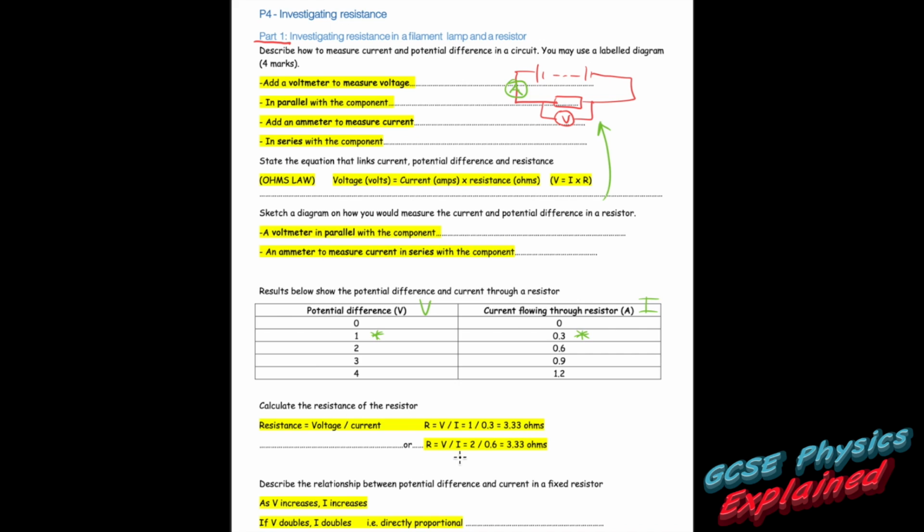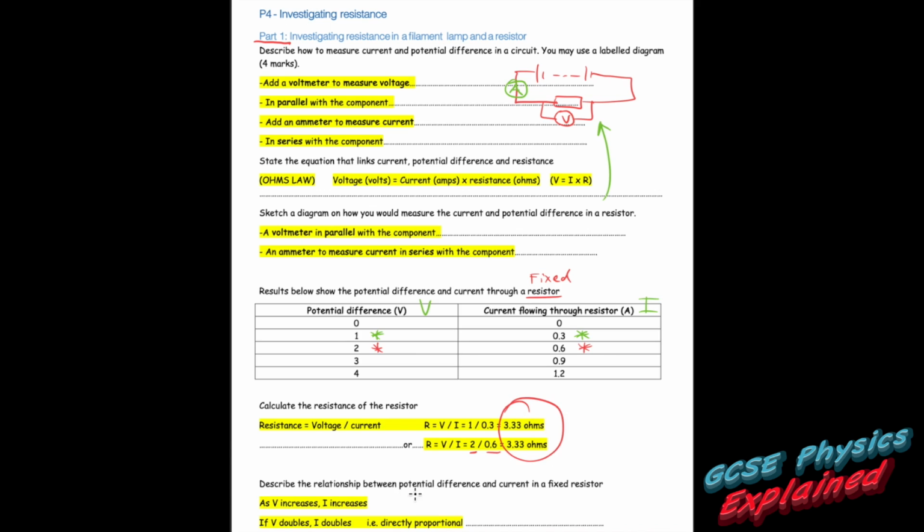Or you could take any other values you wanted. So for example, we could take our V value when it was 2, in which case our I value would be 0.6. And if you do 2 divided by 0.6, you come out with the same answer. And that's because it's a resistor, or otherwise known as a fixed resistor, because the resistance is fixed. It doesn't change.